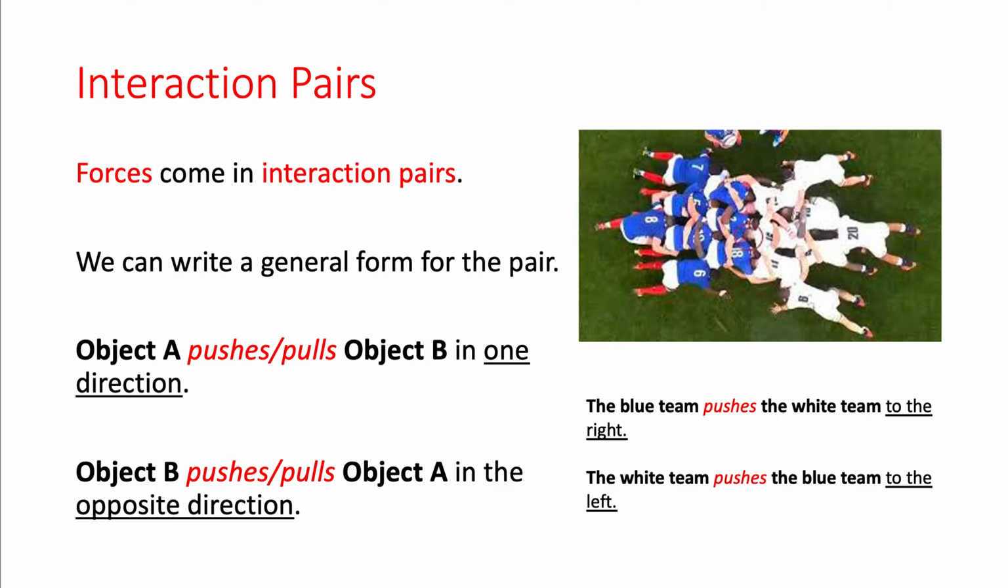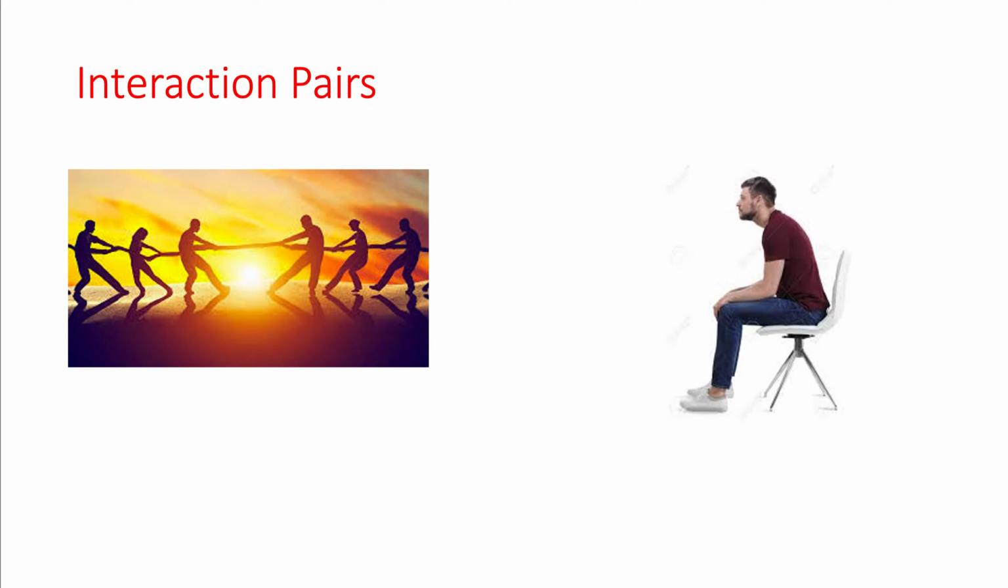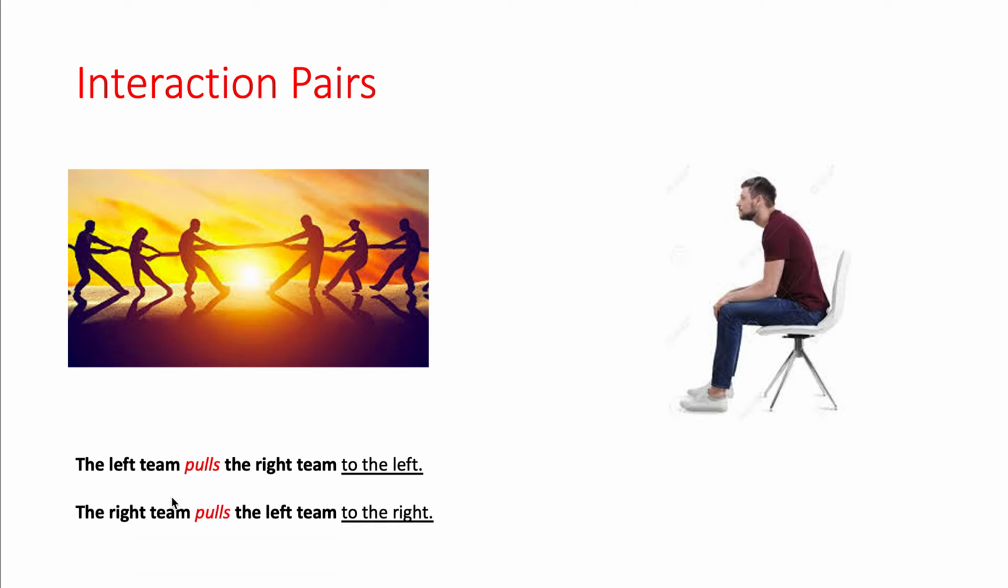Let's have a look at a couple of examples. First one, we've got a tug of war team. We've got the left team and the right team. Well, the left team pulls the right team to the left. That's the aim of the game. Well, the interaction pair here is that the right team pulls the left team to the right. Notice again, objects have switched, verb is the same, direction is opposite.